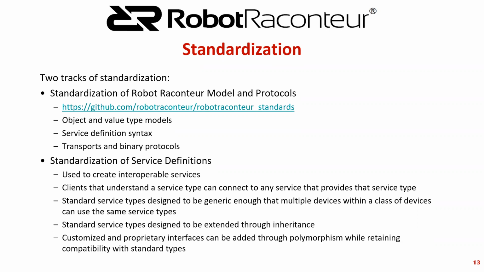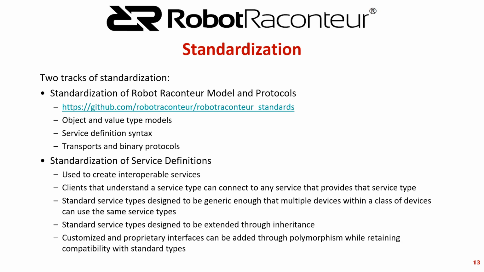So there are 2 tracks of standardization we looked into, and this is done during the ARM project. This is some of our deliverables. So the 2 tracks for standardization are standardization of the actual Robot Raconteur technology and the standardization of the service definitions to talk to devices.